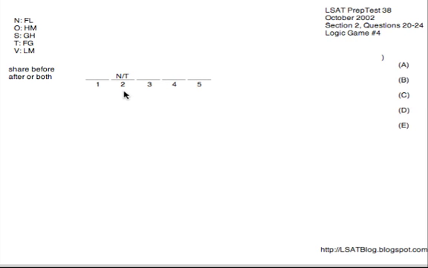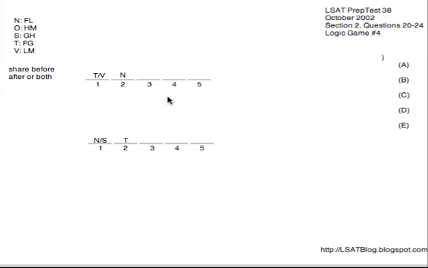We will have to do more over the course of the game itself, but I actually do create 2 different main diagrams for the game based upon whether we have N on 2 or T on 2, because we know that N is FL and we know that T is FG. So if we had N on 2 with FL, we'd have to have a song with F or L on 1, and if we had T on 2, then we'd have to have a song with F or G on 1. So we lay out 2 different possibilities for the game based upon this rule. So these are the 2 main possibilities for the game.